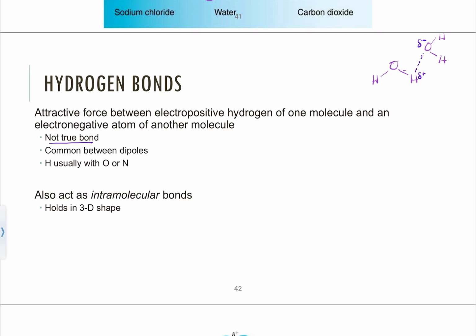However, because they are weak, if we were to get a fever, something like a high temperature above 104, it's going to cause those hydrogen bonds to break and for our proteins to become non-functional.